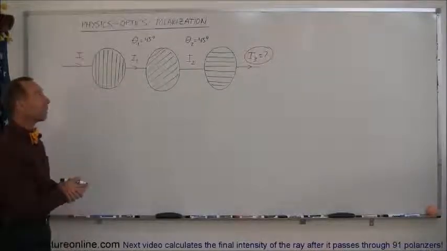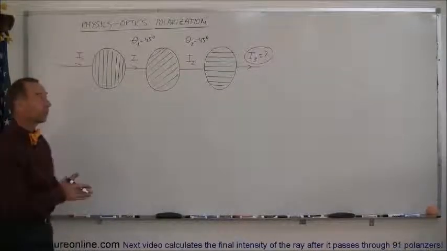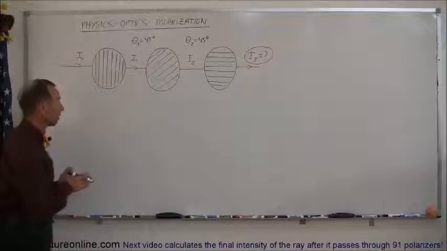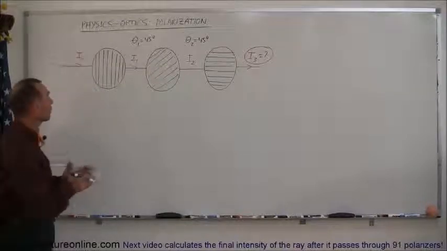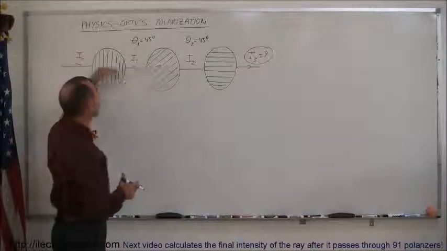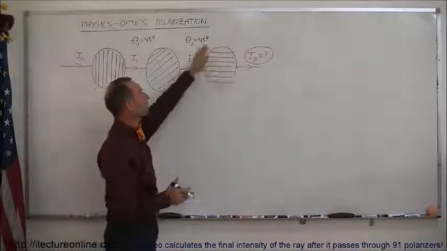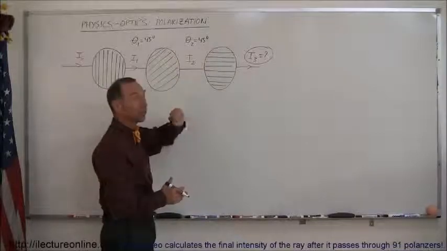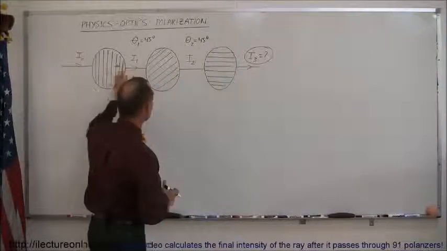And here's another example of how we work with polarizers. Now here's an interesting example. We now have three polarizers, and notice that the first one is vertical. The second one is at a 45-degree angle relative to the first one, and the third one is at a 45-degree angle relative to the second one, which means that the third one is perpendicular to the first one.